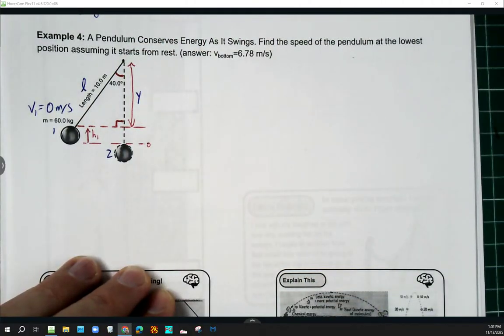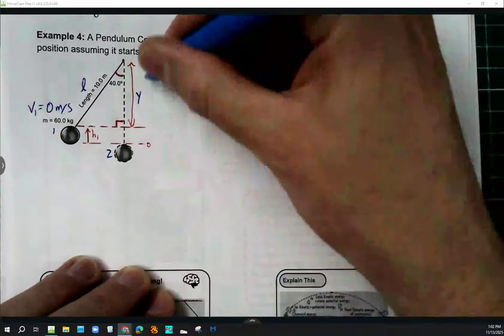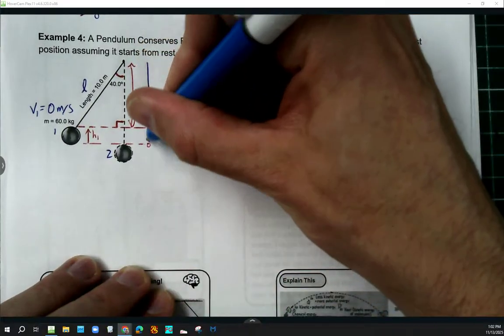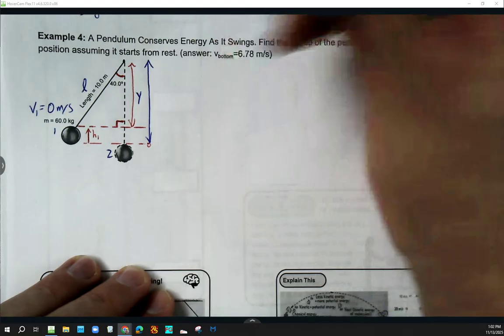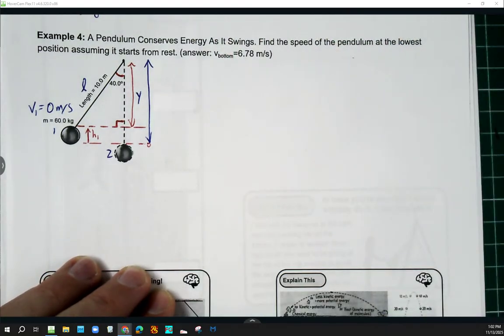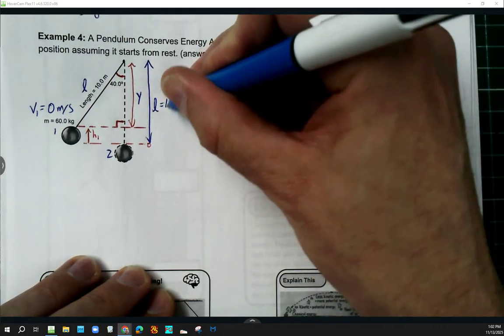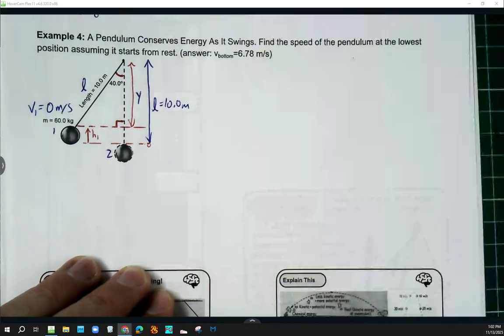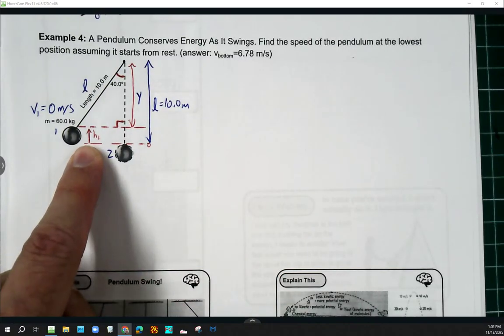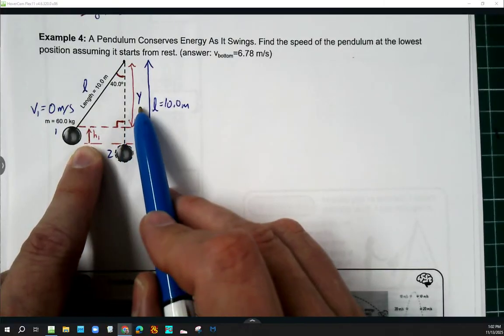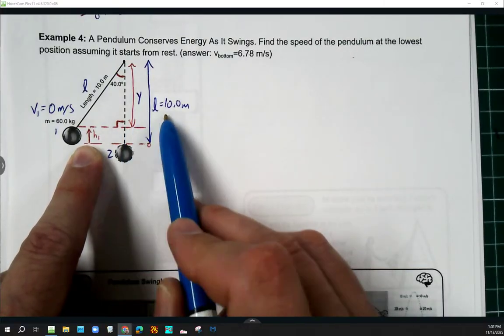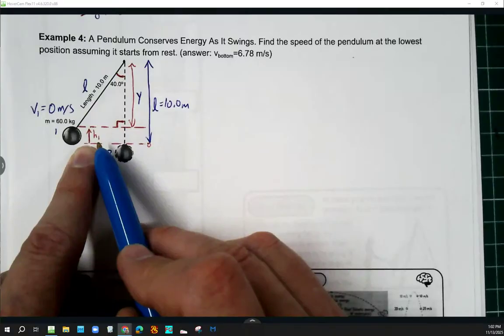Now keep in mind that the length of the rope didn't change. When this pendulum got down to the bottom position, can you guys see that it's still going to be 10 meters long? It's still the same rope, so I'm still going to say that's an L value equal to 10 meters. Can anybody see how I can calculate the value of H1 here? Look at this. If I can get the y value, I could subtract it from the L value to get the H1 value. See what I'm talking about?